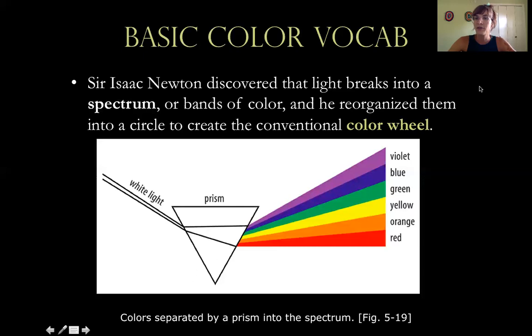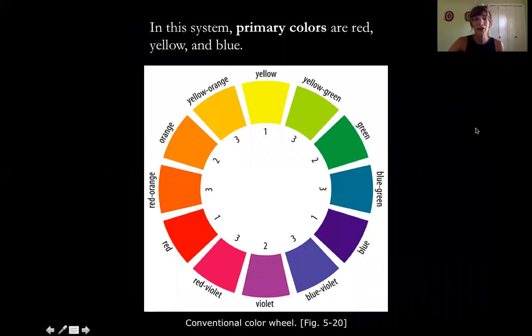Color. We're going to talk about 3 different types of color. So, basic color vocab. Sir Isaac Newton discovered that light breaks into a spectrum, bands of color, and he recognized this in a circle formation as the conventional color wheel. You've all heard of it. You probably already know that the primary colors are red, yellow, and blue. From these, all other colors can be made. And so you see them here, and then you have a variety of colors in between them.